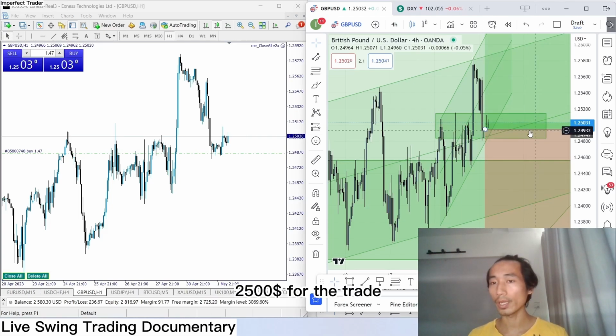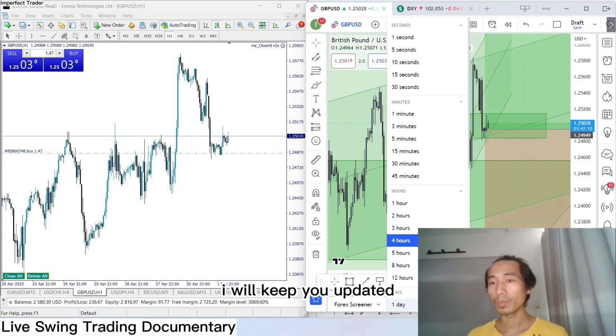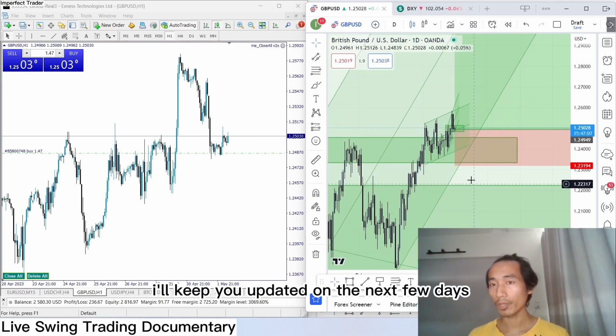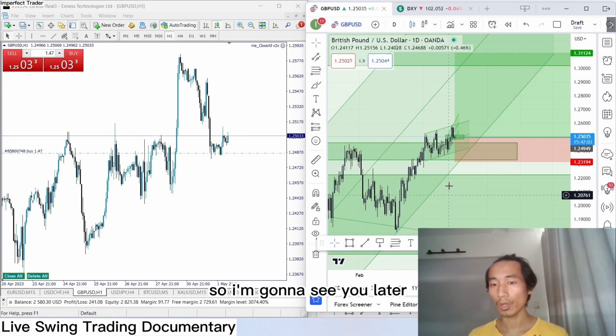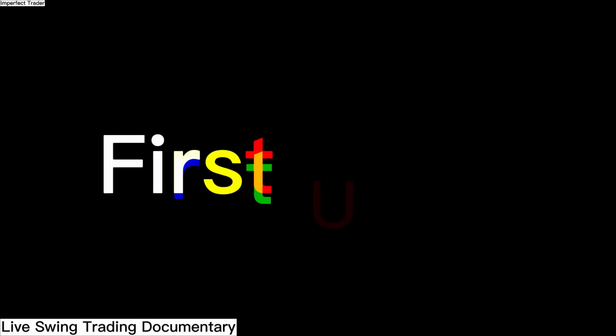2,500 for this trade, swing trade. I will keep you updated on the next few days. So I'm gonna see you later. First update.